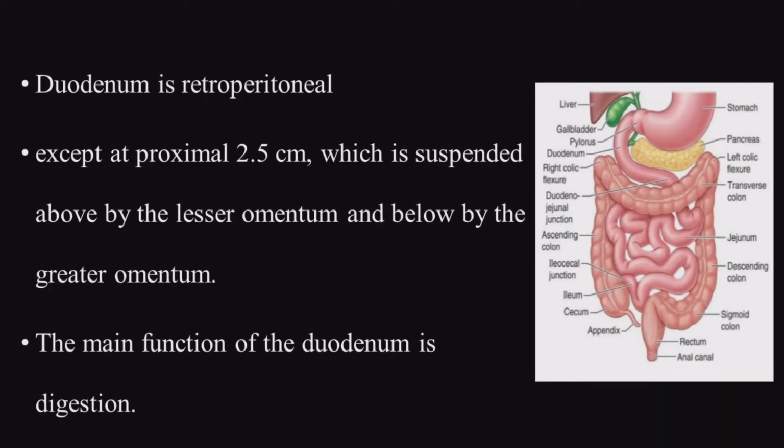The duodenum is retroperitoneal except the proximal 2.5 cm, which is suspended superiorly by the lesser omentum and inferiorly by the greater omentum. The main function of the duodenum is digestion. It receives chyme from the stomach and mixes it with the bile and pancreatic enzymes in the duodenum.